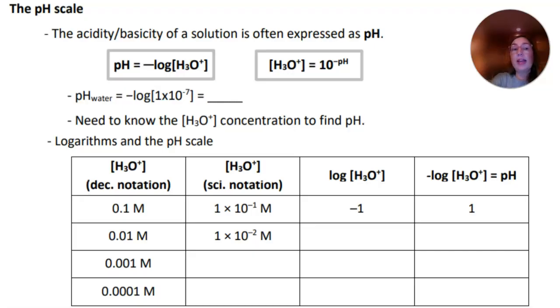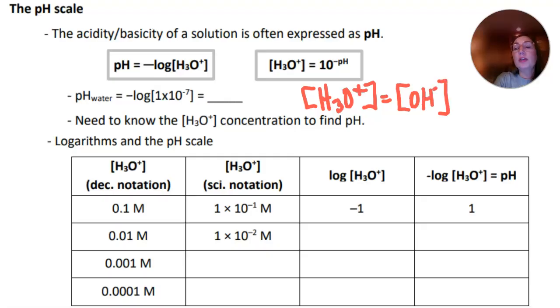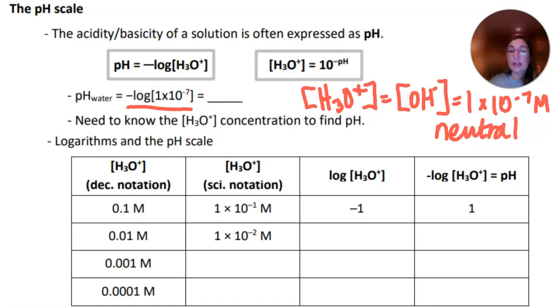So if we do the pH of neutral water, remember how we said on the last slide that the H3O plus concentration is always equal to the OH minus concentration, and both of those are always 1 times 10 to the minus 7. That's their molarity for neutral water. So this is when it's neutral. So what if we tried to do this? Let's try to take the negative log of 1 times 10 to the minus 7.